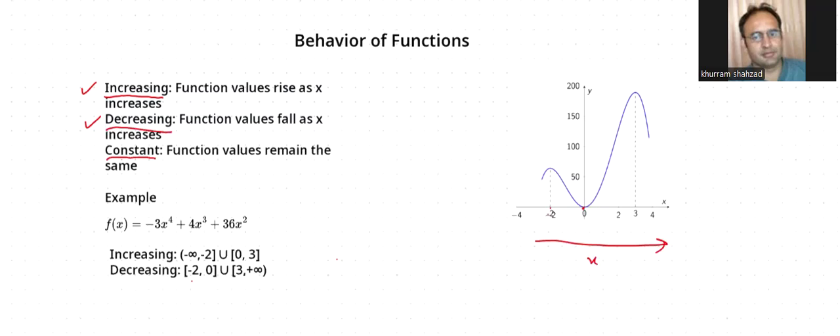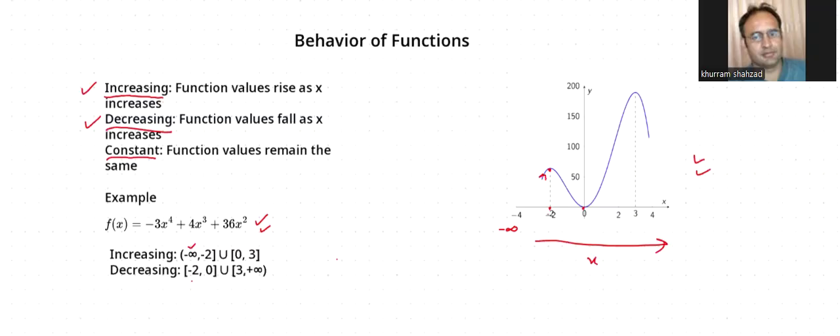This is the same example we discussed in the previous video, and this is its graph. You can see from the graph that from negative infinity to negative 2, the graph is going up, and it will keep on going up to negative 2. So the graph of the function increases from negative infinity to negative 2. I have mentioned here, increasing from negative infinity to negative 2.